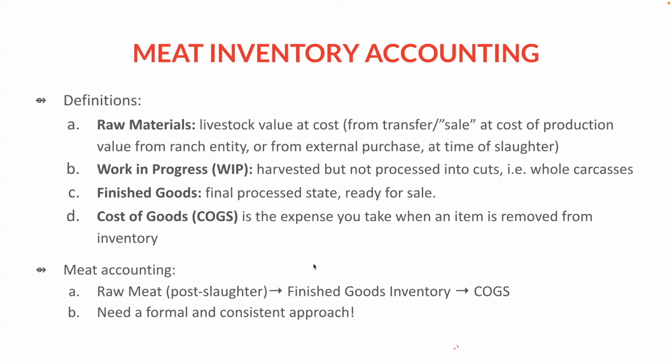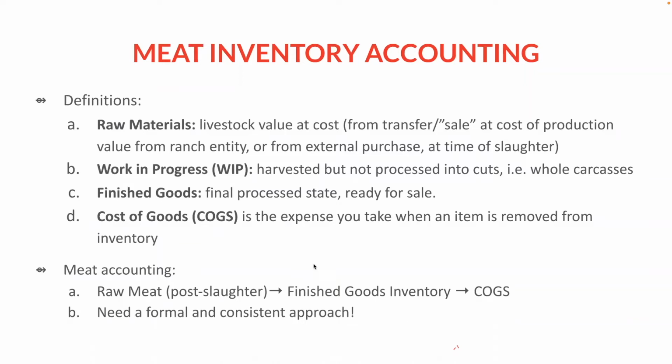And this is where we get into the meat inventory accounting. Before we get into the specific steps, I wanted to bring out a few definitions. So the first definition is raw materials. Raw materials for meat business is the cost of the livestock that is transferred from your ranch activities. I guess that's the cost of production. Or if you're buying it from somewhere else, that is the cost of the animals that you paid for. Then we have this concept called work in progress.